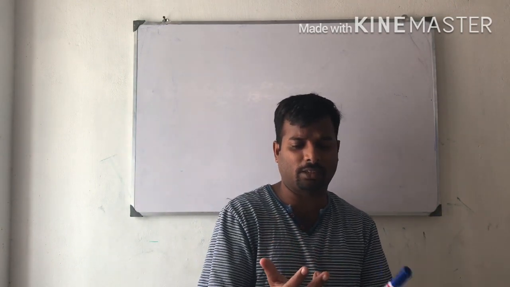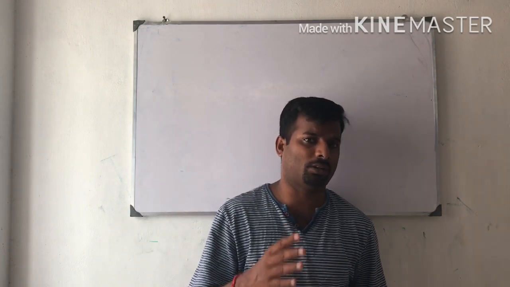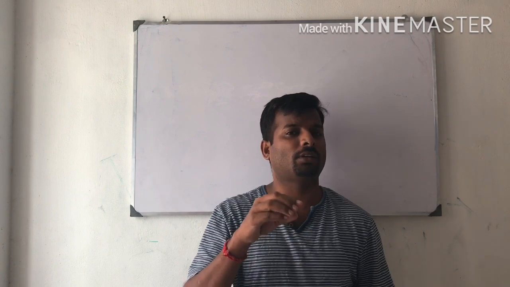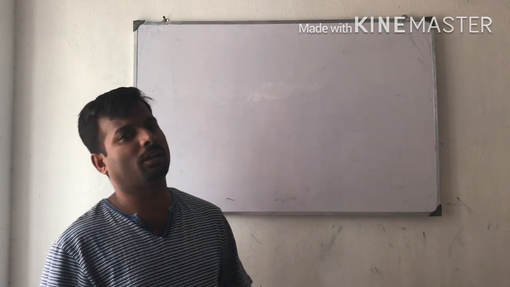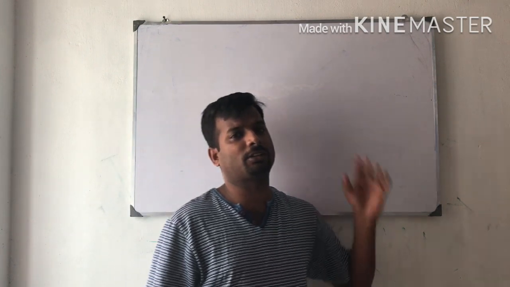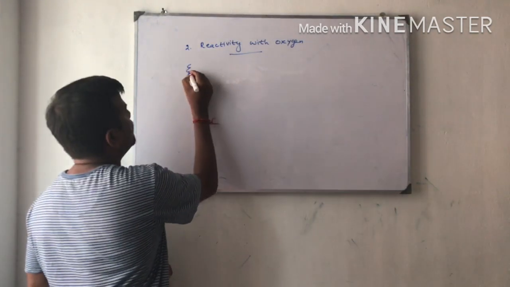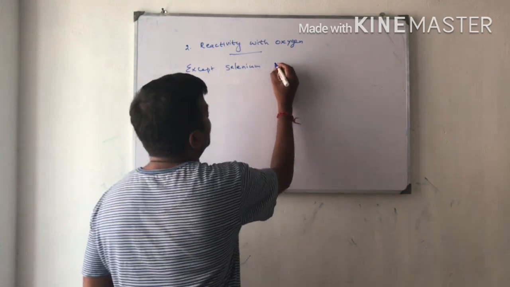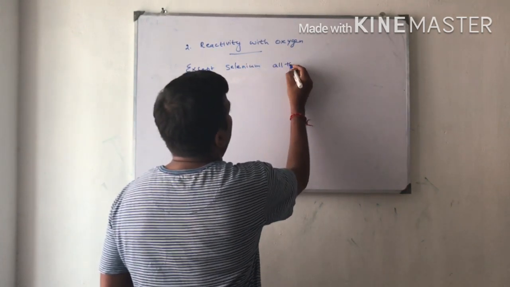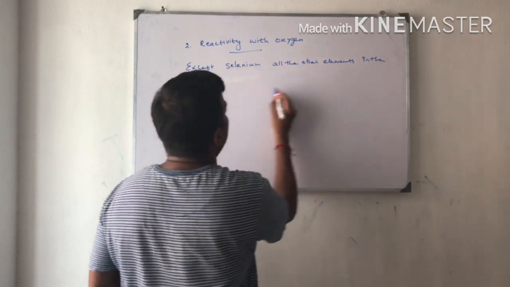What are the things? Acidic character, thermal stability, reducing nature, and volatility. Water is a colorless, odorless liquid. Others are foul-smelling, poisonous gases. That I have mentioned. The hydrogen bonding in water is higher. All those things I have explained. Except selenium, all the other elements in the group form monoxides.